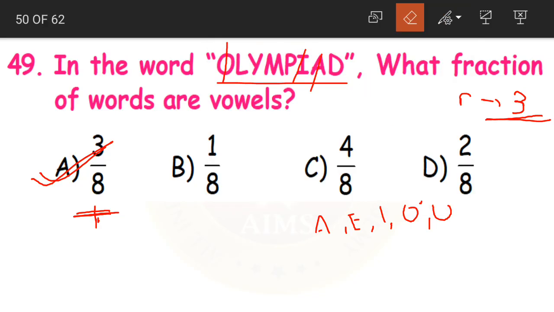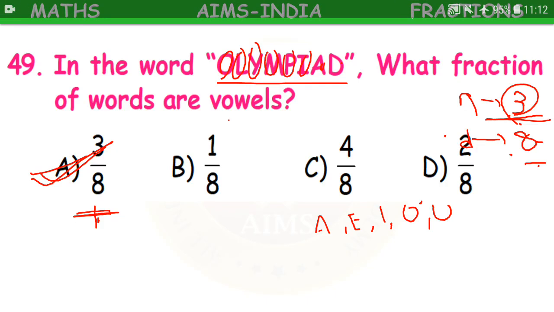Okay. But it's better that we cross check. 1, 2, 3, 4, 5, 6, 7, 8. We have in total 8 letters in the word. So that becomes our denominator. And only 3 letters are vowels. So 3 becomes our numerator. Yes children, and 3 by 8 is our fraction.